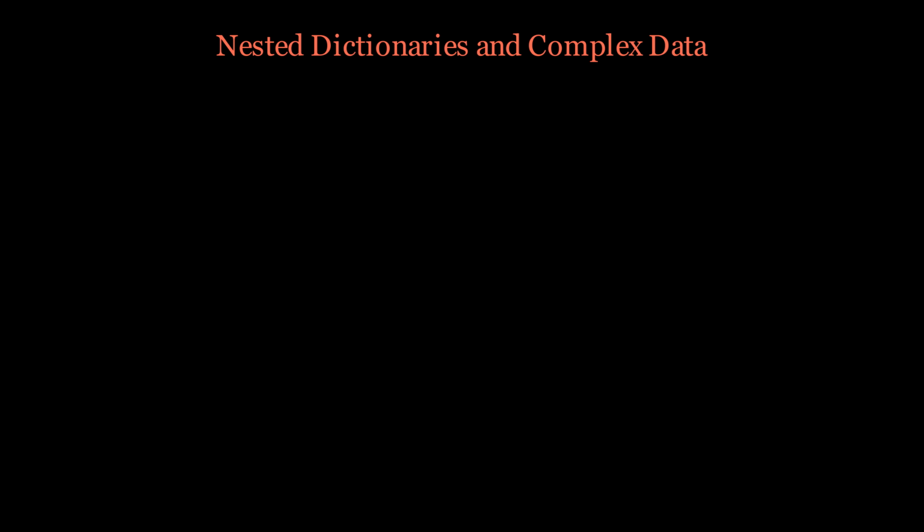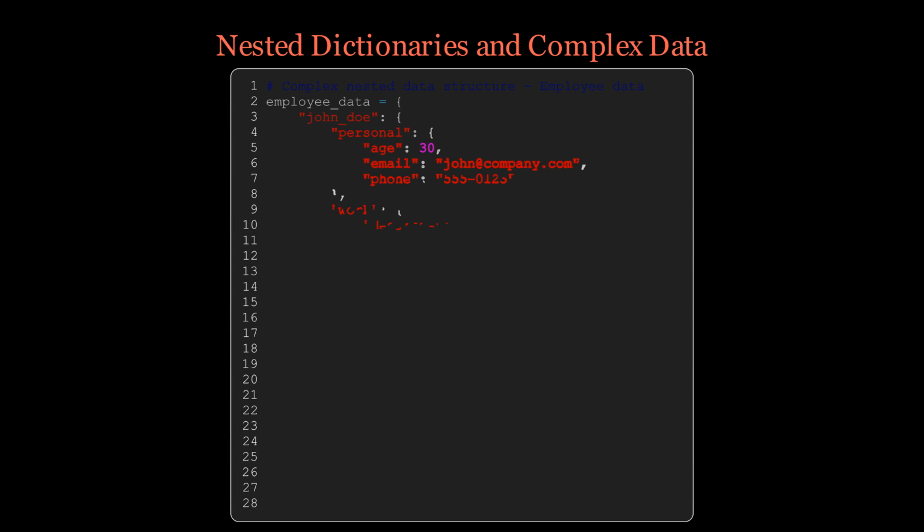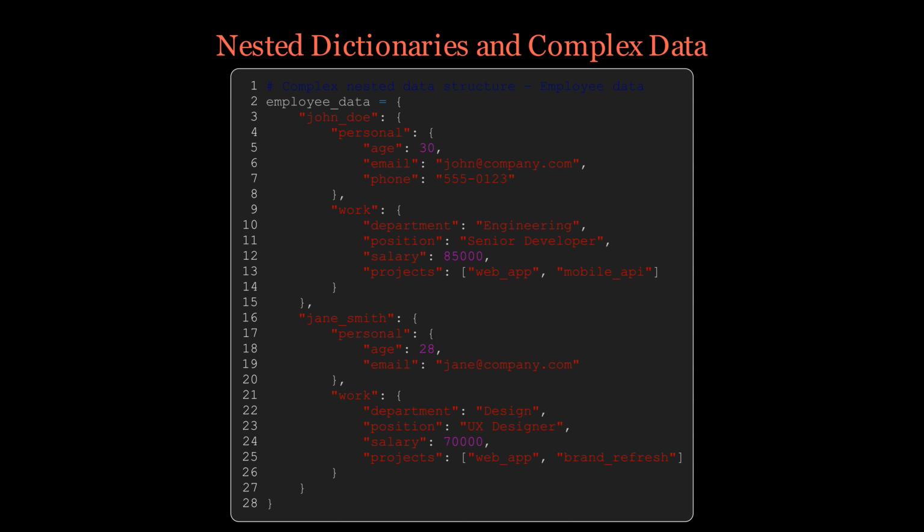Real-world data is often hierarchical. Nested dictionaries handle complex data structures like JSON APIs, configuration files, and multidimensional data. Here's a nested dictionary representing employee data with personal and work information. Notice how the structure naturally organizes related data into logical groups.